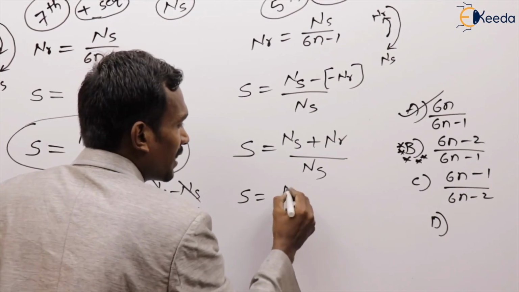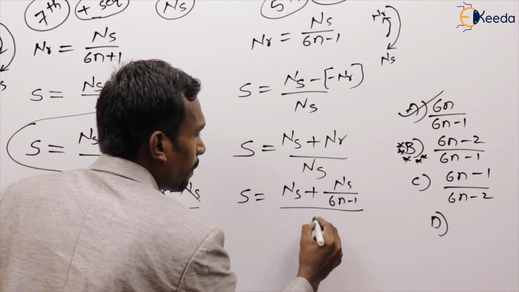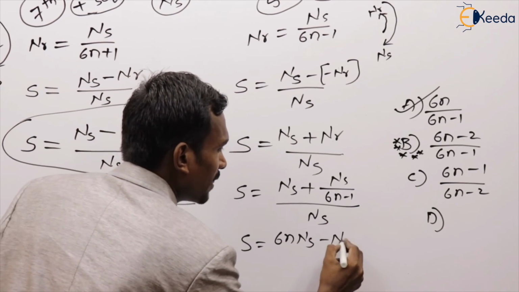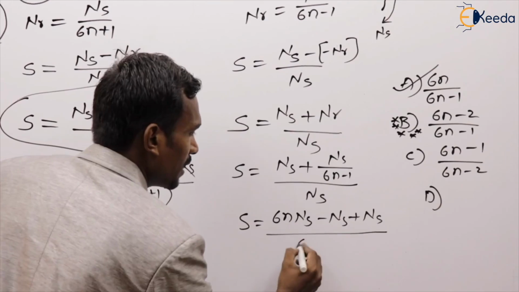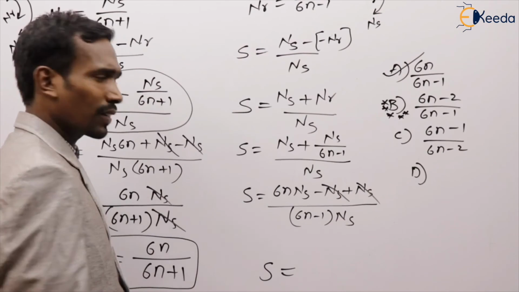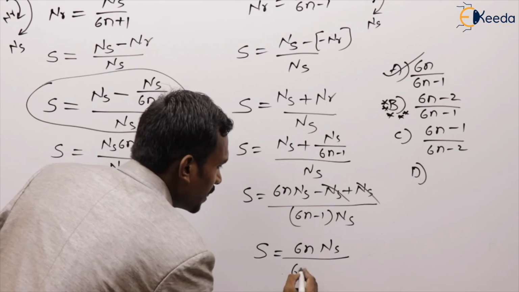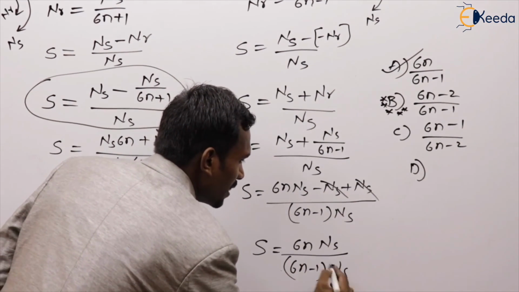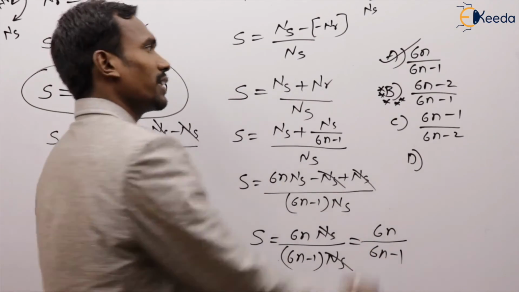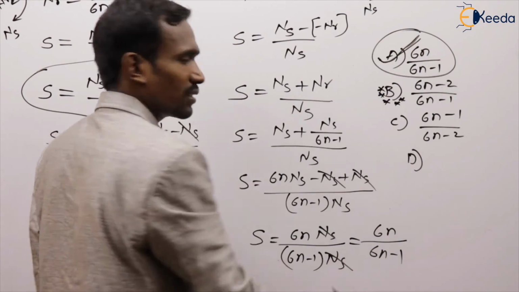Let's check it. (Ns plus Ns by (6n minus 1)) by Ns. Do the answer. 6n into Ns minus Ns plus Ns, by (6n minus 1) into Ns. Ns gets cancelled. So S is equal to 6n into Ns by (6n minus 1) into Ns. Ns gets cancelled. So the answer is 6n by 6n minus 1. Option A is the correct answer.